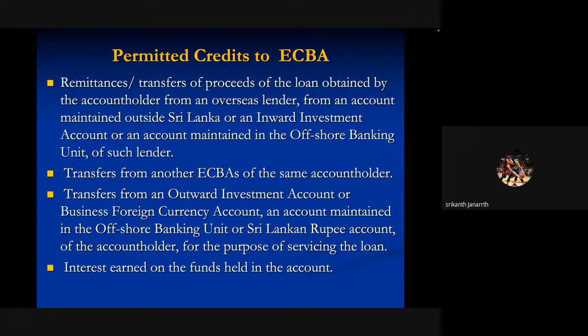So now you know where the money is coming from to the ECBA. It is from the foreign lender's account, or if the foreign lender prefers to open an IIA, it can come from the IIA account, or from an offshore banking account. Transfer from another ECBA of the same holder. So if the ECBA holder has two accounts, they can transfer from one ECBA to the other. Let's say Hale is a borrower. They have an ECBA with HSBC and one with HNB. They can transfer from HSBC to HNB, HNB to HSBC, within that same company, right? Transfer from an outward investment account or business foreign currency account, made in an offshore account holder, for the purpose of servicing the loan, right?